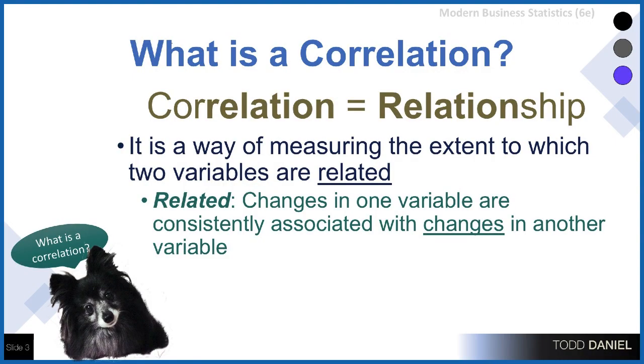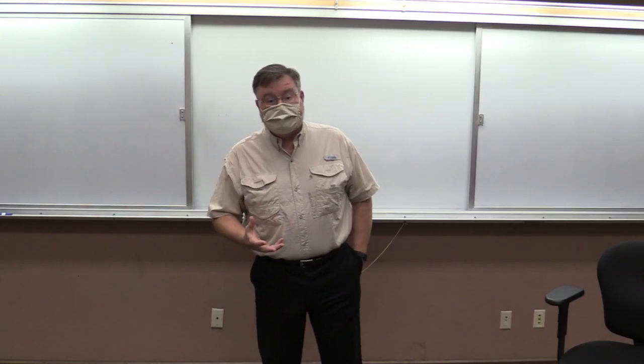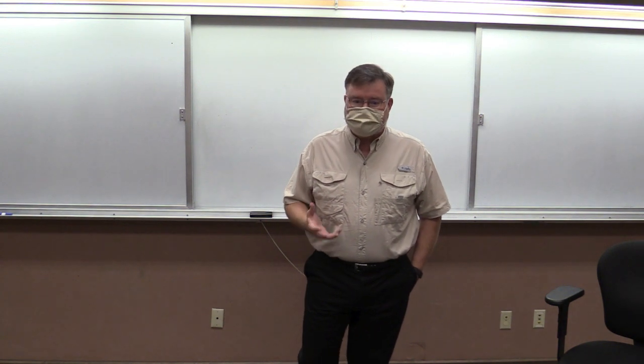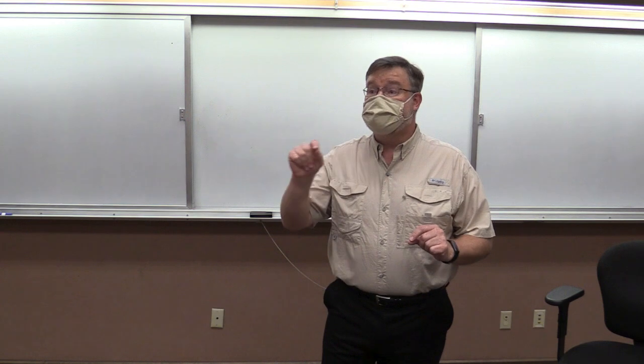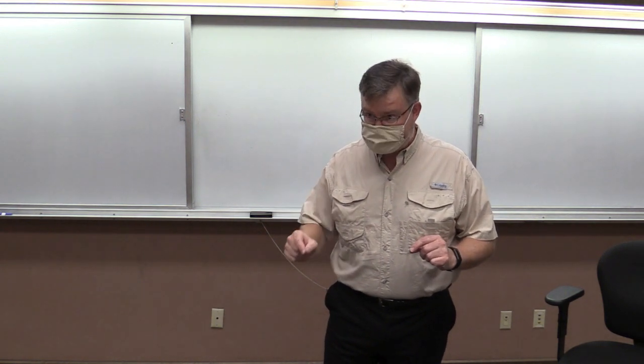So a correlation, you can see in the word, is relationship. So it's all about the relation between variables. In fact, the definition: correlation is a way of measuring the extent to which two variables are related. So what do we mean by related? Well, related when we're talking about variables is that as one variable changes, the other variable also changes.